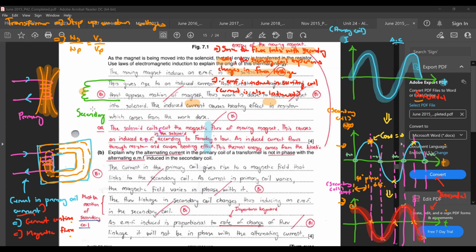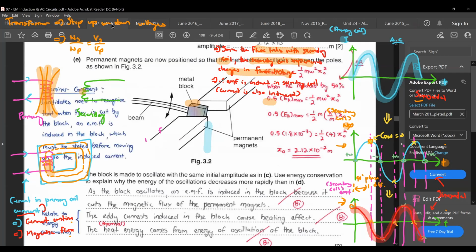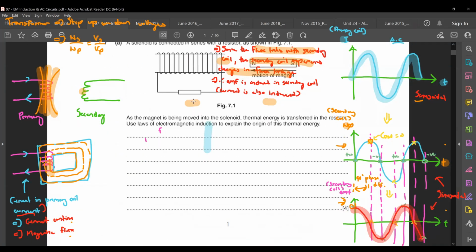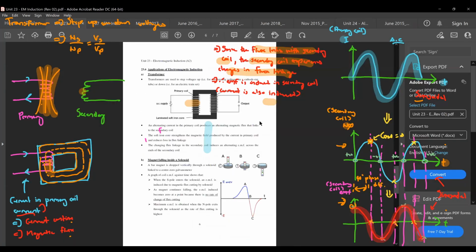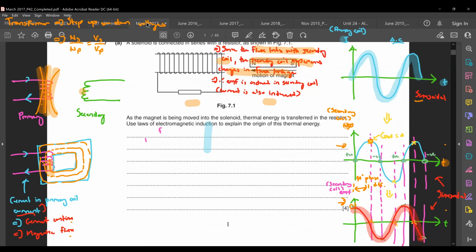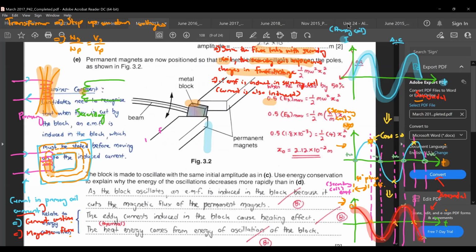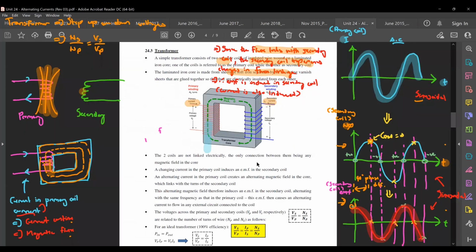Is it okay if I just continue explaining a bit more about transformers since we are under AC circuits? Okay, right. So let me just continue explaining a bit more. I think we'll go on until at least 3:30. Since we're in the transformer portion, let me just continue explaining about the transformers.